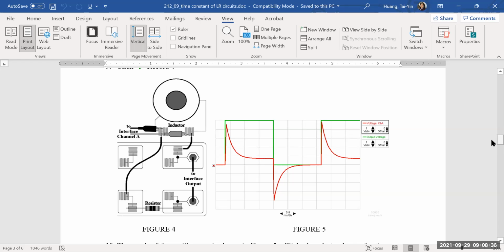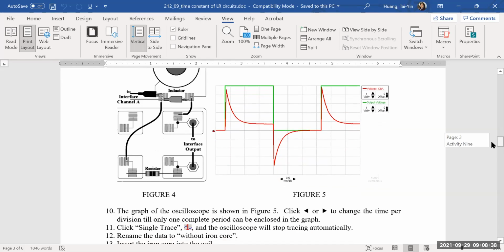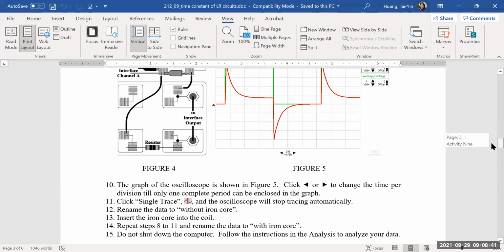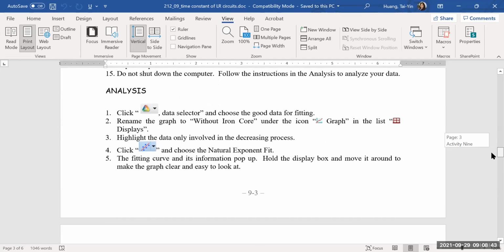without the coil. Once you get one data, before you move on to with the coil, you want to follow the steps in the analysis. You want to click on this data selector, and then choose the run, because you might do several runs. Choose the run that you want to process your data, and then you can use this to highlight the data that only involves the decreasing process, and you want to click on this. This is the fitting. You want to use the natural exponent fit.